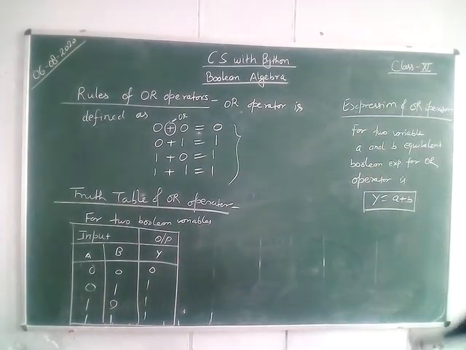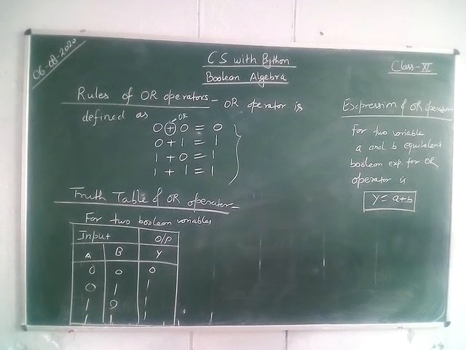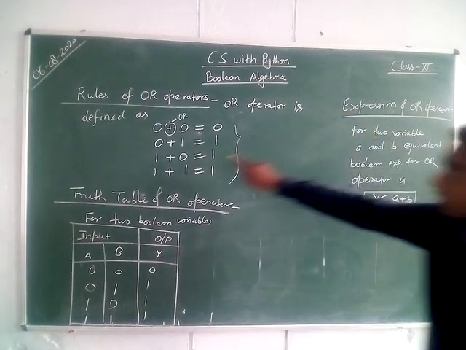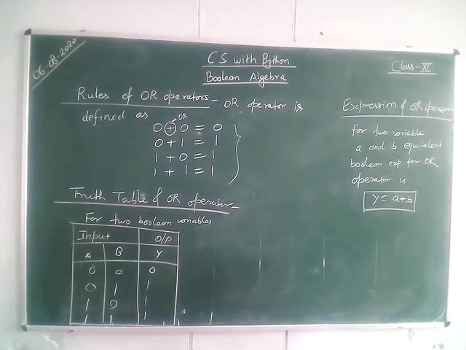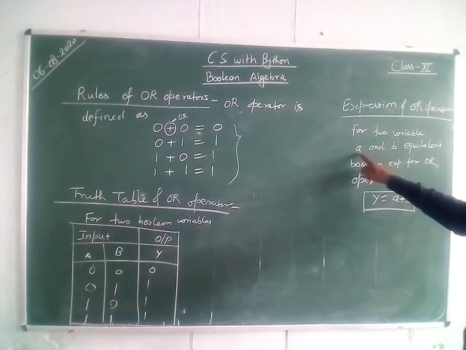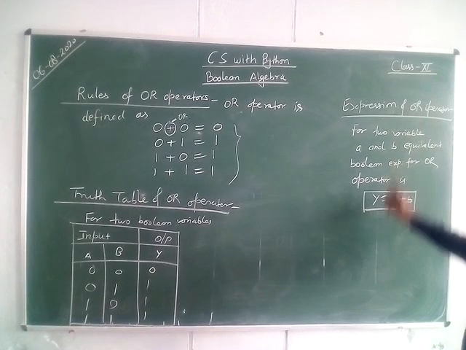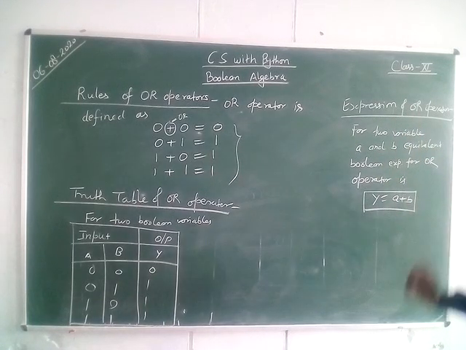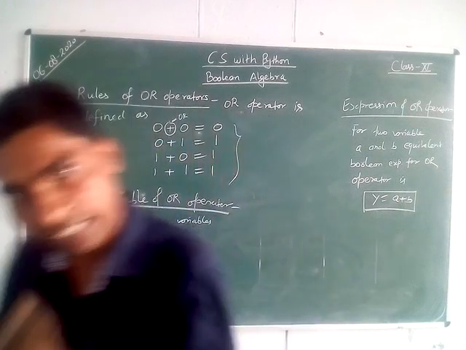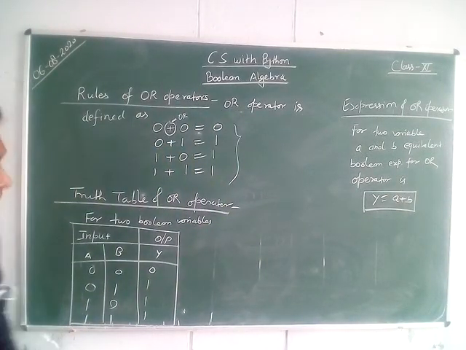Now let us see the expression of OR operator. Since the symbol of OR operator is plus, consider any two logical variables, suppose A and B. Then for A and B, the logical expression can be written as Y is equal to A plus B. Now let us see the NOT operator.